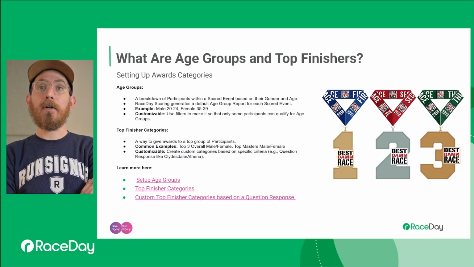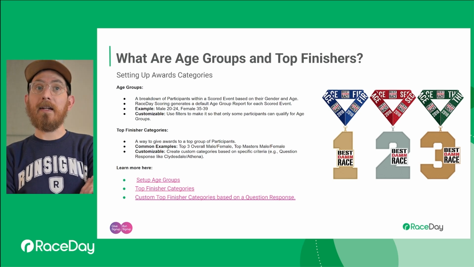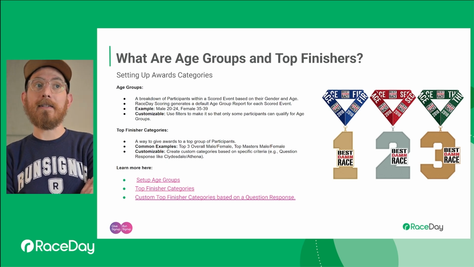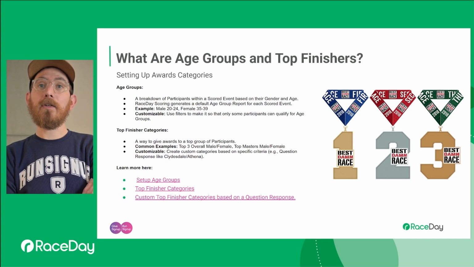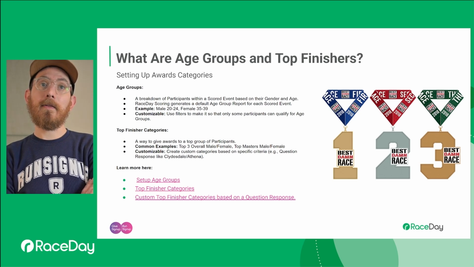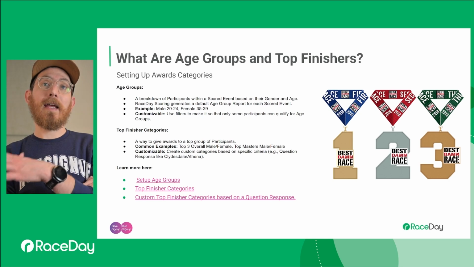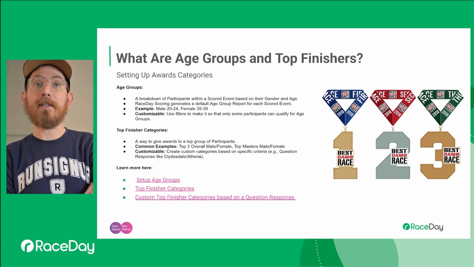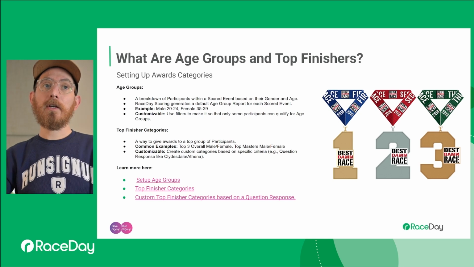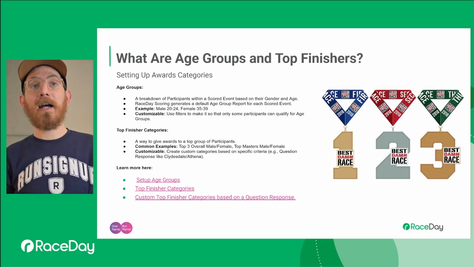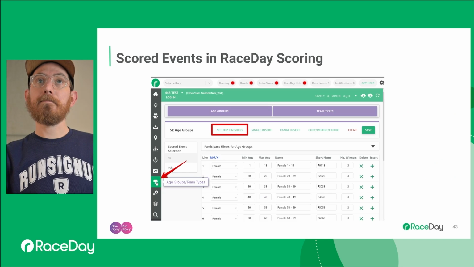For example, you might have a custom question on RunSignup that asks them, are you a Clydesdale or Athena? You can actually use that data to filter the top finisher category. So you want to only get people in this category if they said, I am a Clydesdale, for example. We have some nice setup guides on all this here you can learn more about.